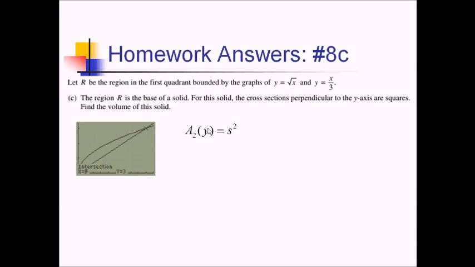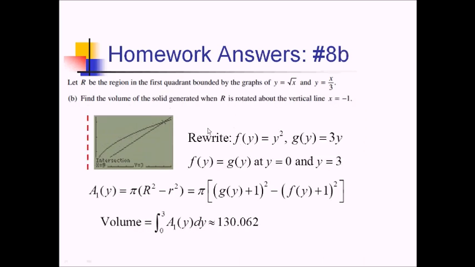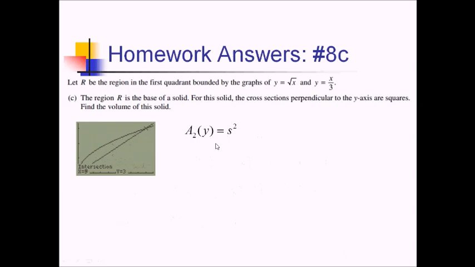So recall from part B, and here's part B again, we rewrote these two functions in terms of y. So we had f of y equals y squared, that was this function here on the left, and g of y equals 3y, that was our function on the right. So then coming back to the current problem, the base of these squares is just going to be the distance between those two functions there. So we can write this as g of y, the rightmost function, minus f of y, the leftmost function, and that whole thing squared. That's going to give us those square areas.